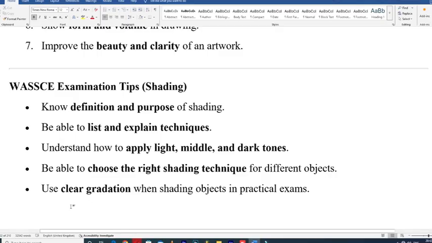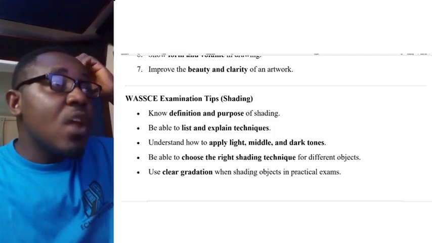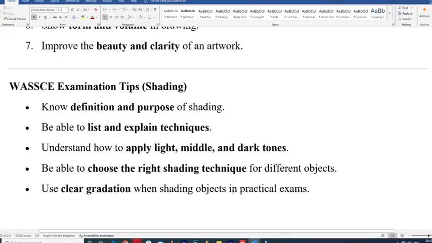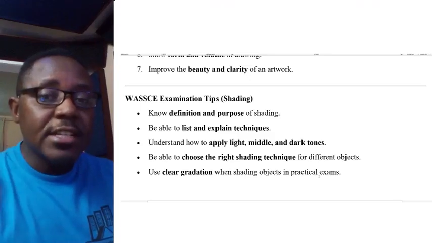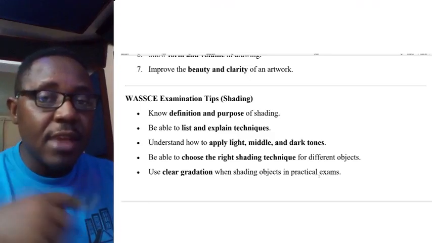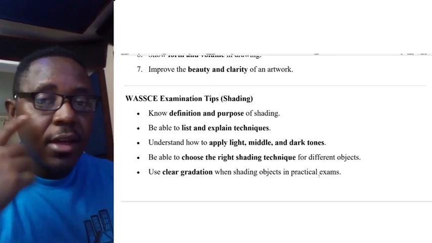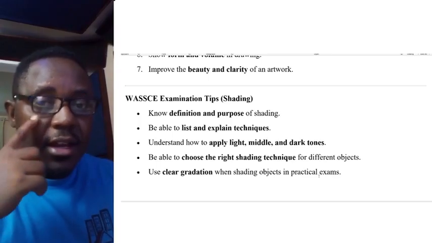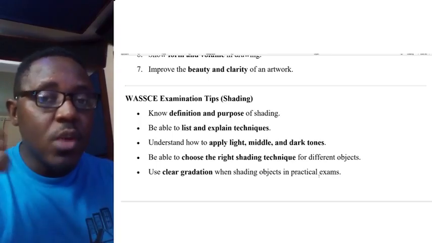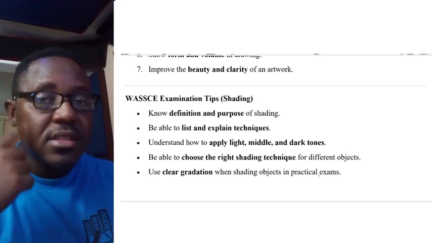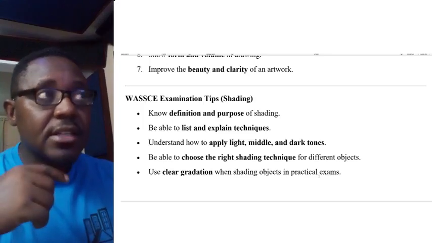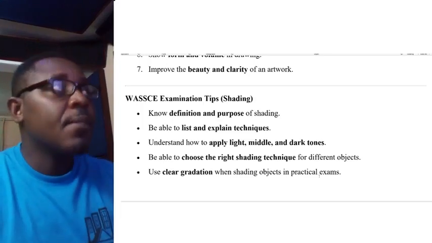Now, the last one, use clear gradation when shading objects in practical exams. Use clear gradation. It means when you are shading, look at my face, right? So you are seeing my face. You can see some dark tone here, middle tone here, and then this is the light tone. Can you see that? So when you are shading, make sure you observe the same thing. Are you getting it? So that is what they are trying to say.